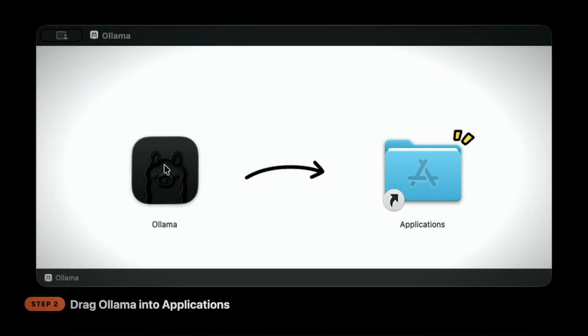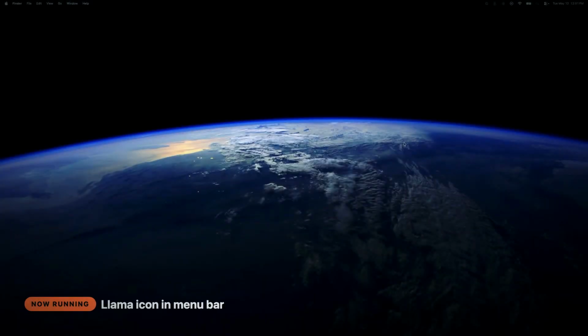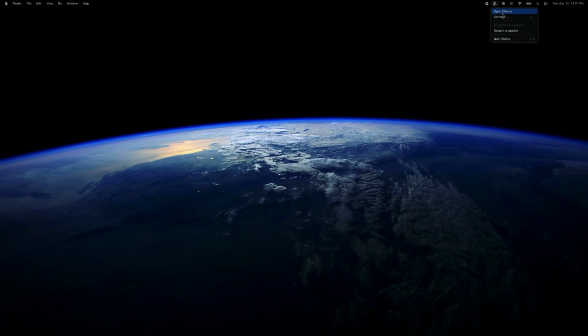Step 2. Install Ollama like any other app. On Mac, open the downloaded file. Drag the Ollama icon into your Applications folder. Done. On Windows, run the installer and click Next. On Linux, run the one-curl command on the page. After install, you'll see a small Llama icon up in your menu bar. That means Ollama is running in the background, ready to talk to.